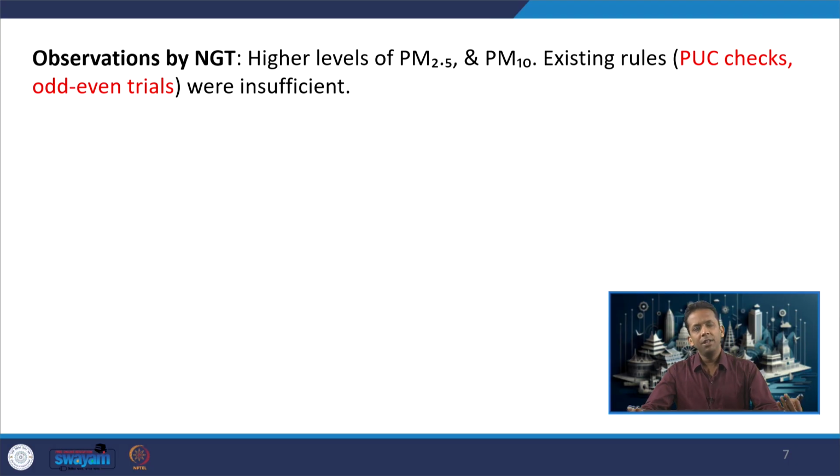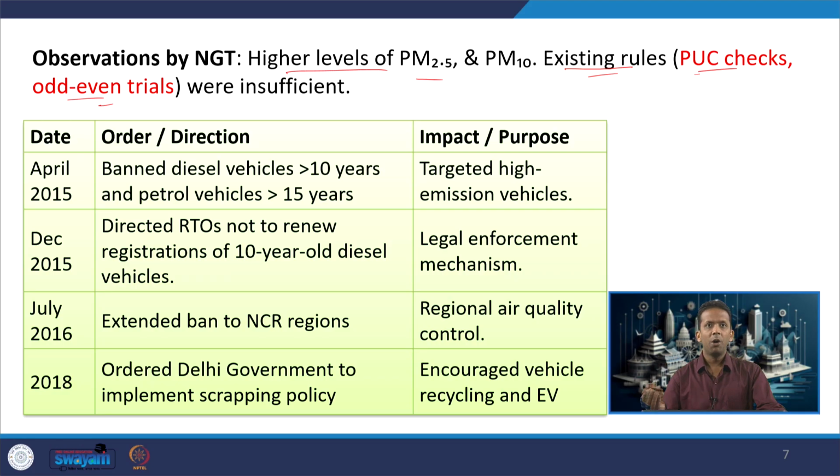So, when this matter was brought in front of NGT, they observed that there were really higher levels of particulate matter all over Delhi, and the existing rules, just the checking of PUC, that is, pollution under control checks for the cars or vehicles, and the odd-even trial which was started by the government then, were insufficient. Even after having these PUC checks and the odd-even number system, the levels of particulate matter and NOx did not go down. So, since these were the observations, the orders were passed.